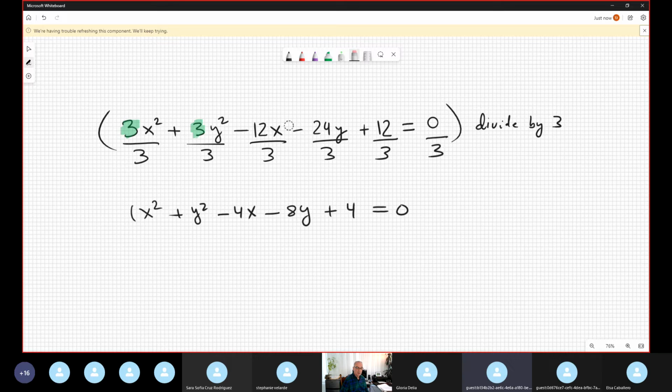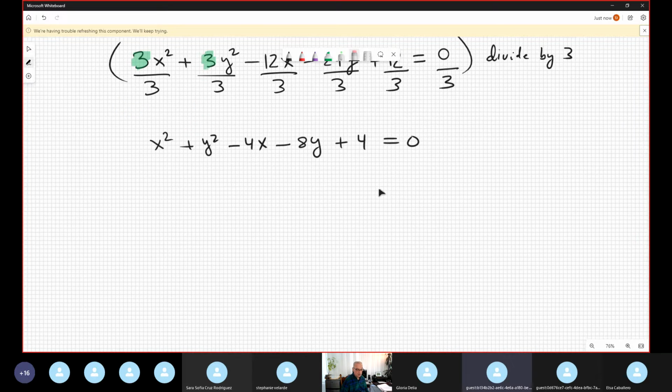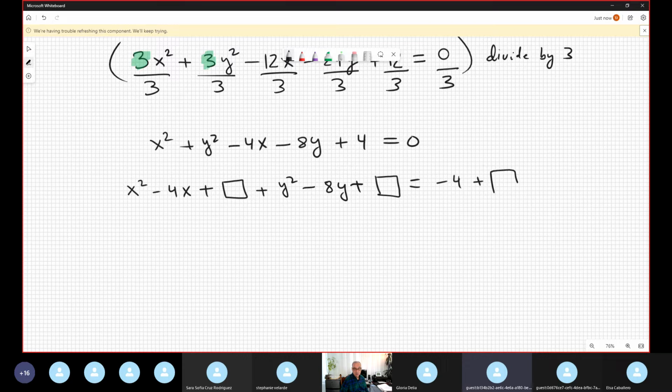Now remember the organization of completing the square. You copy the x and y terms separately. x squared minus 4x plus box, plus y squared minus 8y plus another box, is equal to -4 plus 2 boxes. Everyone follow me?